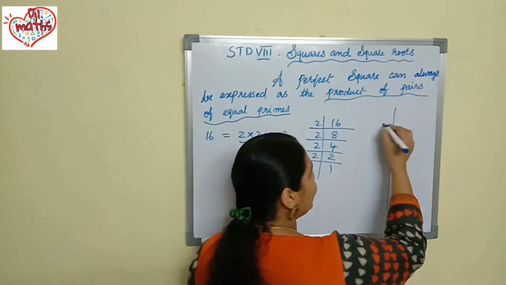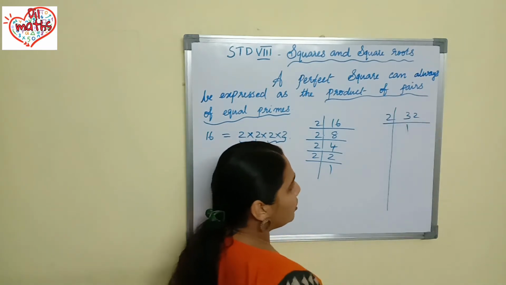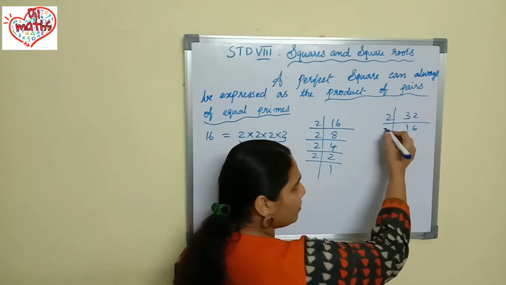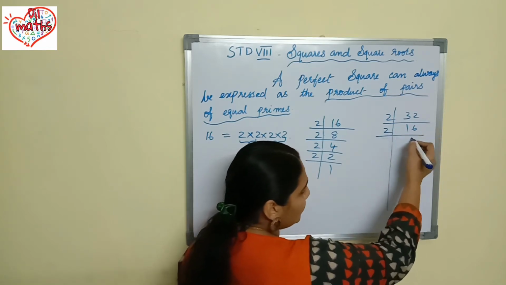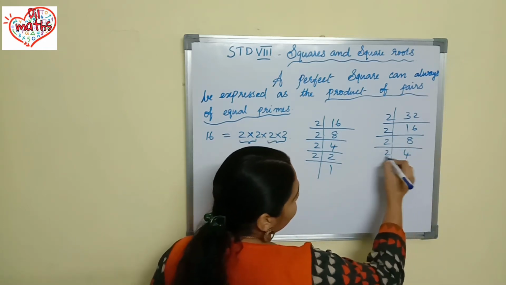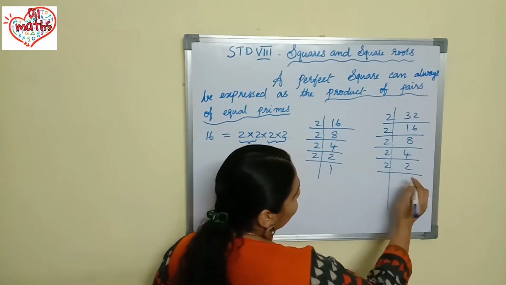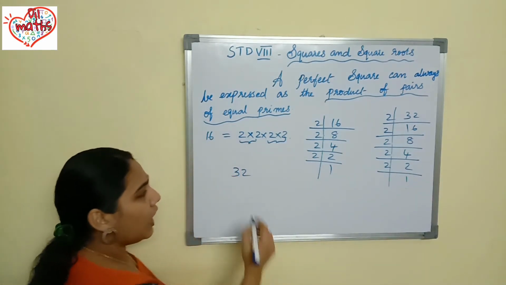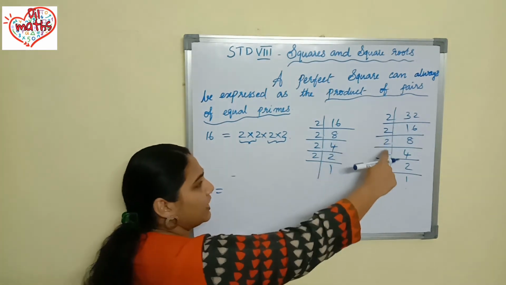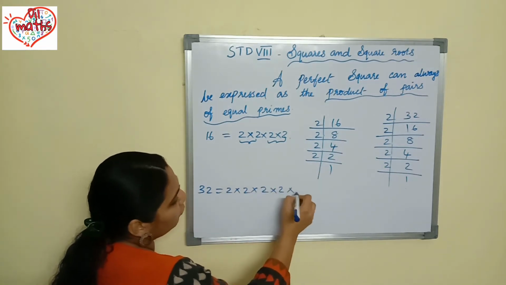So, we should factorize this 32. It is divisible by 2. 2 ones are 2. 12 divided by 2 is equal to 6, isn't it? Again, it is divisible by 2. 16 divided by 2 is equal to 8. Again, it is divisible by 2. 4 2s are 8. Again, divisible by 2. 2 divided by 2 is equal to 1. So, how can we write this 32? 32 is equal to how many 2s? 1, 2, 3, 4, 5 2s.